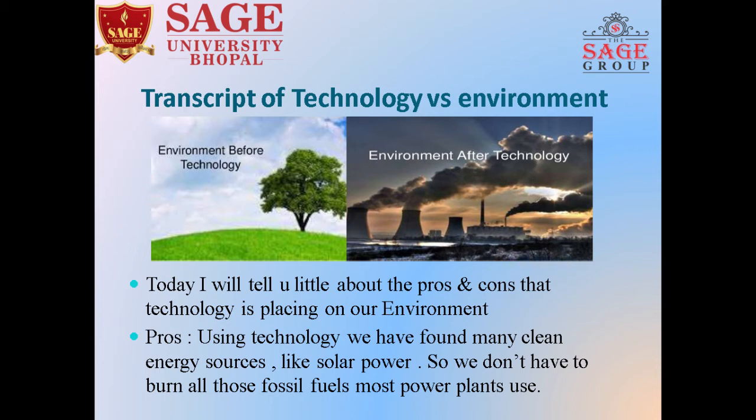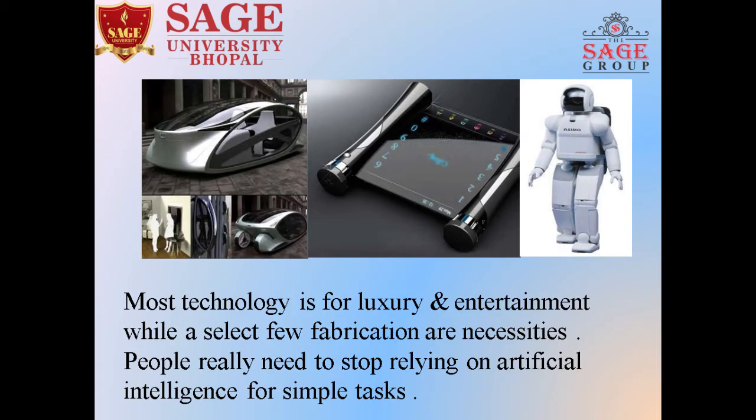Today, I will tell you a little about the pros and cons that technology is placing on our environment. Pros: using technology, we have found many clean energy sources like solar power, so we don't have to burn all those fossil fuels that most power plants use. Those are good impacts. Most technology is for luxury and entertainment, while a select few fabrications are necessities. People really need to stop relying on artificial intelligence for simple tasks.